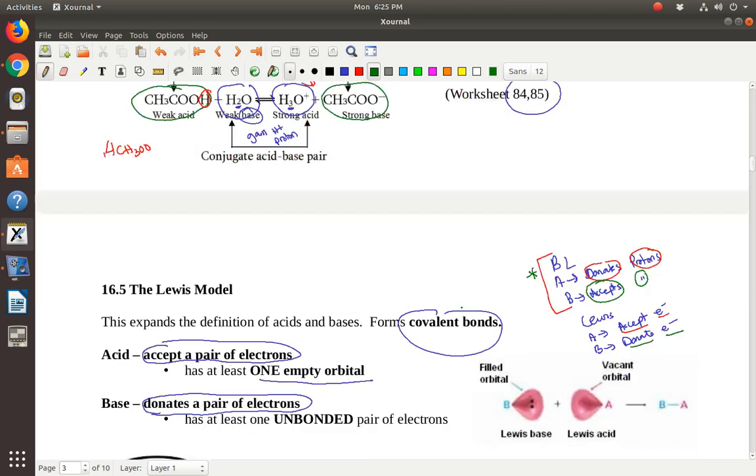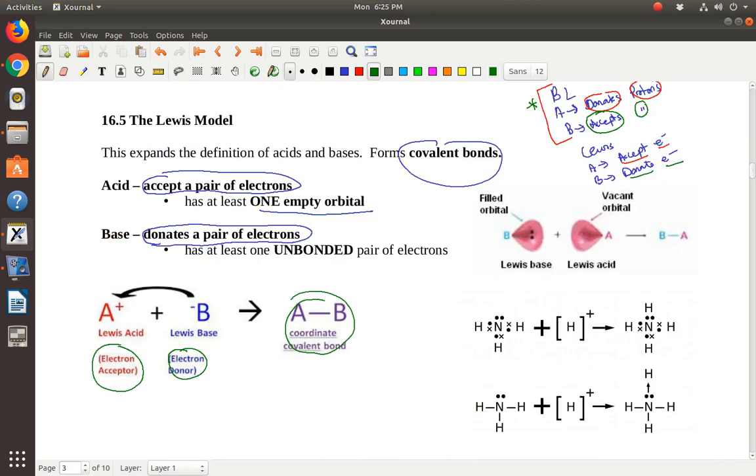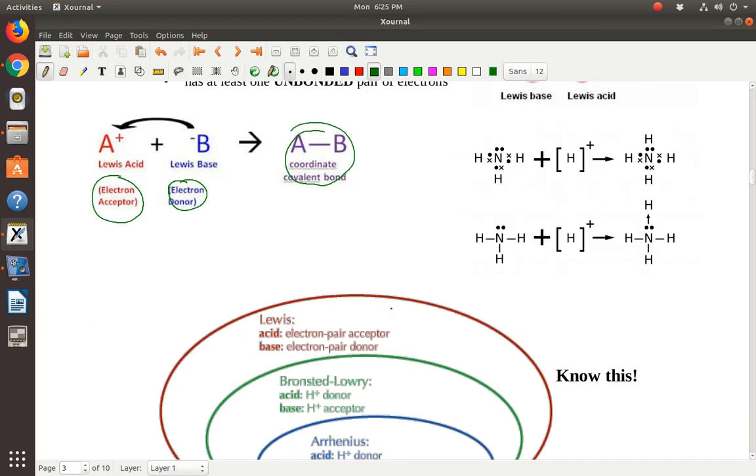So we have a couple of pictures right here about that. The Lewis base has a filled orbital, so it can donate those electrons. The Lewis acid has an empty orbital, so it fills it up, so they kind of bond together and share those electrons. And that's really the best I can do to help you understand that.